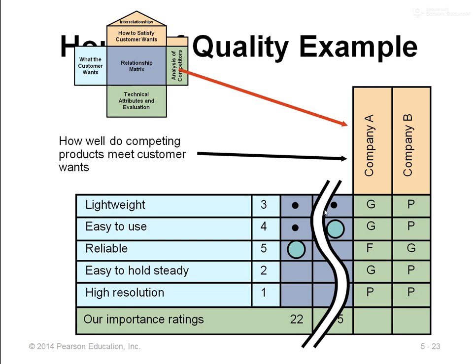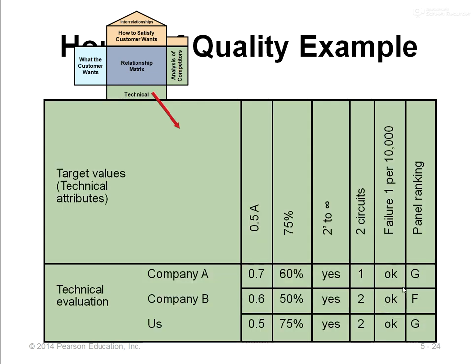Then we compare with different companies, with ratings such as G for good, P for poor, and F for fair. In relation to lightweight, we are better than company A, but we are poorer than company B. In relation to high resolution, our company does poorer than company A and company B. Then these are our target values.